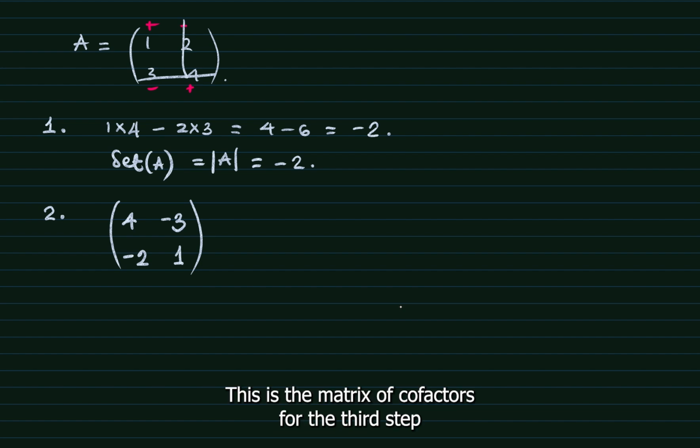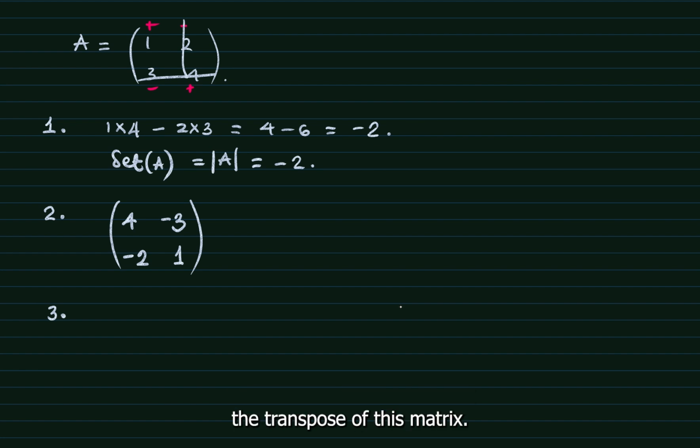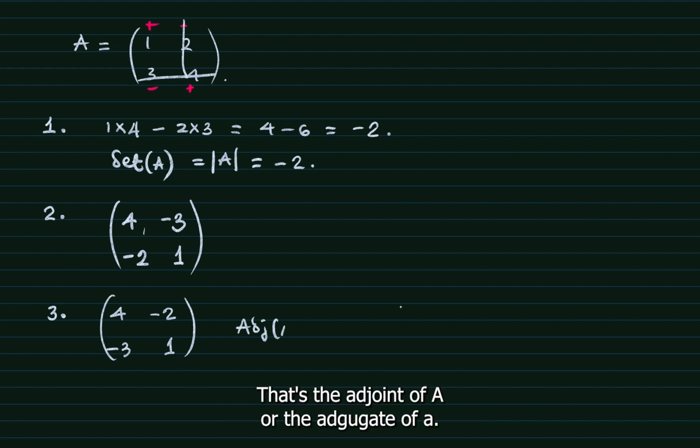For the third step, we find the adjoint matrix by writing down the transpose of this matrix. So the column here becomes a row. So this will be 4, negative 2. And this column here will be negative 3 and 1. This then is the adjoint matrix. That's the adjoint of A, or the adjugate of A.